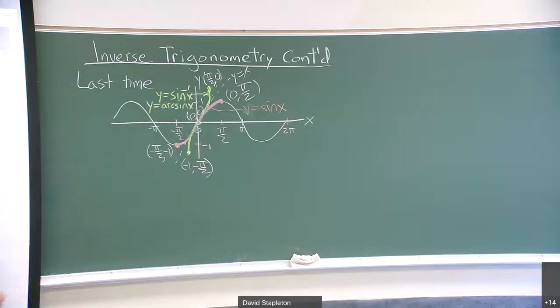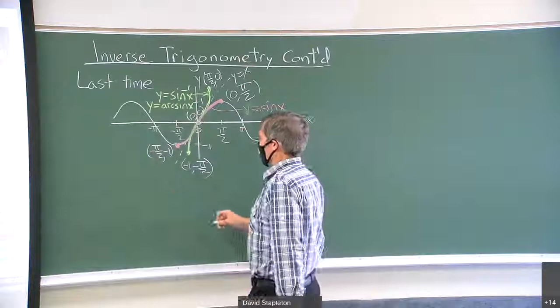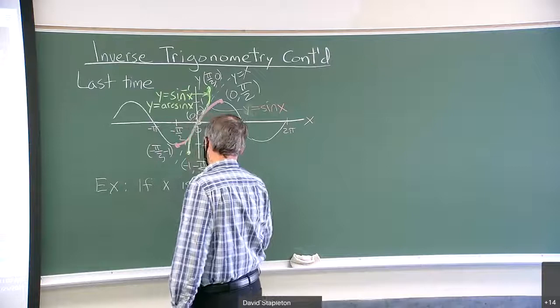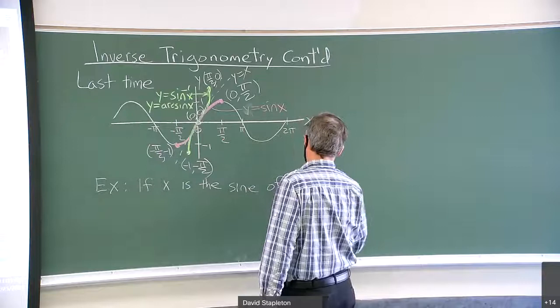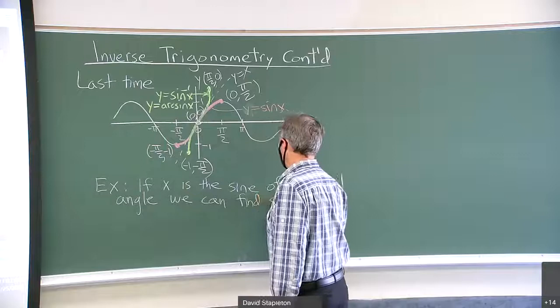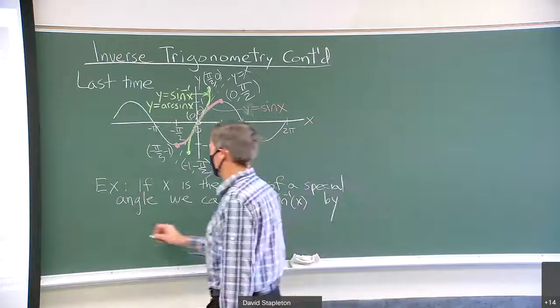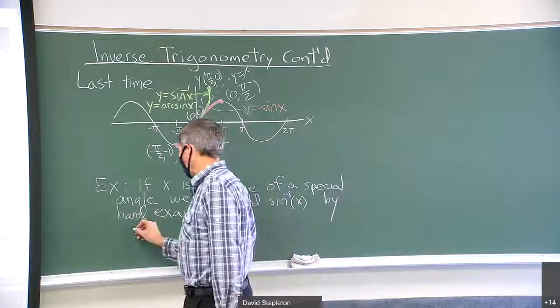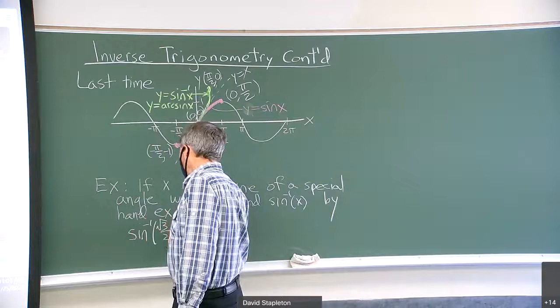So now we said that we can then evaluate the inverse sine for certain angles, if x is the sine of a special angle, meaning a multiple of 30 or 45 degrees. We can find arc sine x, what special angle has that sine, by hand exactly. And I'll ask you to do this on the next test. It's an important problem, and you see it all the time in higher mathematics. We can say, for instance, what is the arc sine of square root 3 over 2? How about that? What is that equal to?